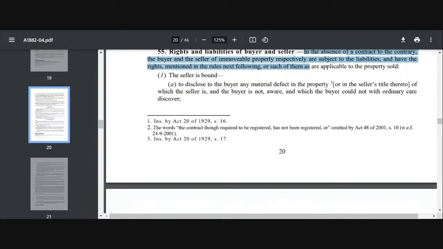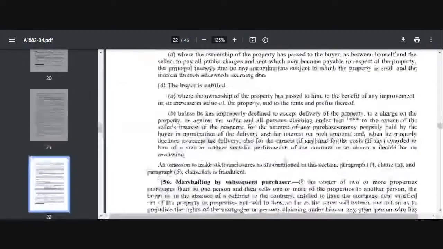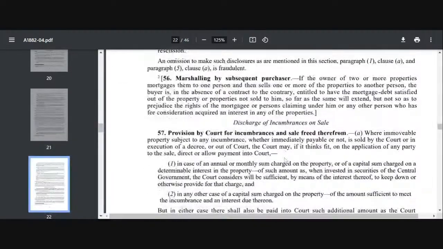Now come to 56. 56 is again an important section which talks about marshalling. Marshalling by subsequent purchaser. Now marshalling means arranging things. If you look at the illustration and properly study it, you will understand. Marshalling is also there in mortgage, marshalling is also here in section 56. So there are two marshallings, one for sale and one for mortgage. So marshalling means arranging something.